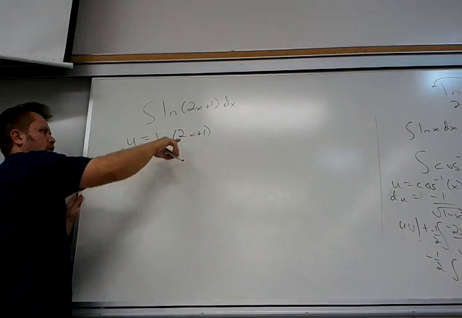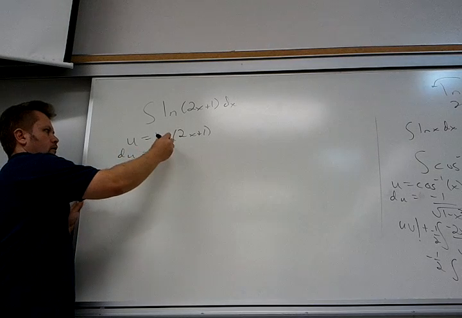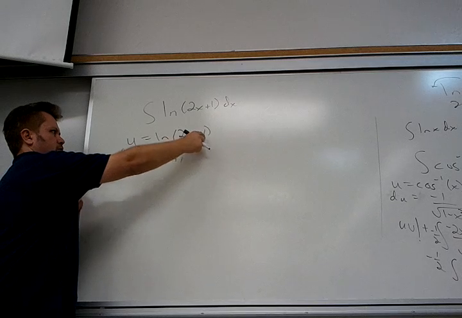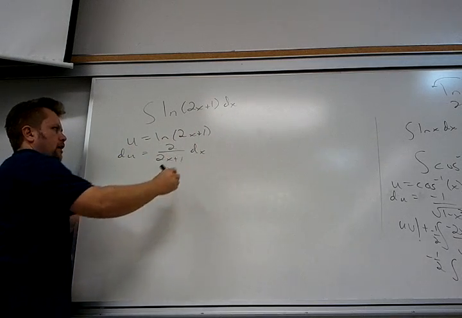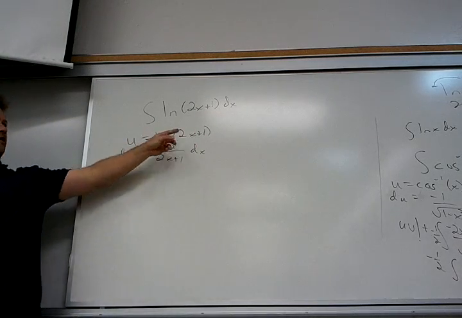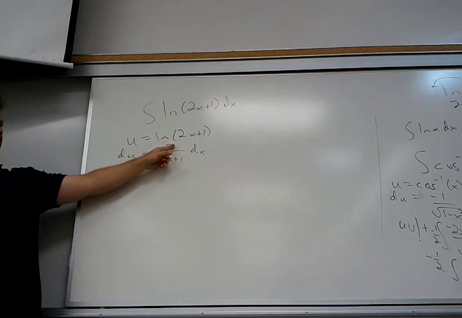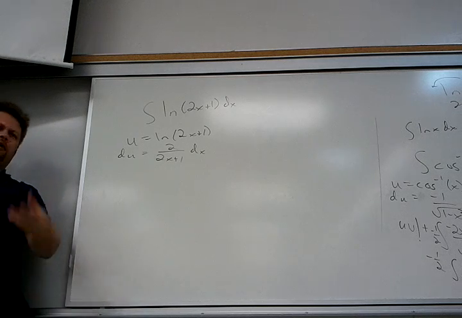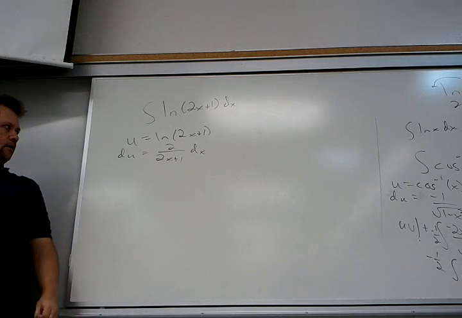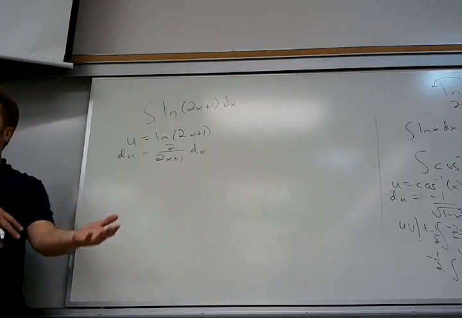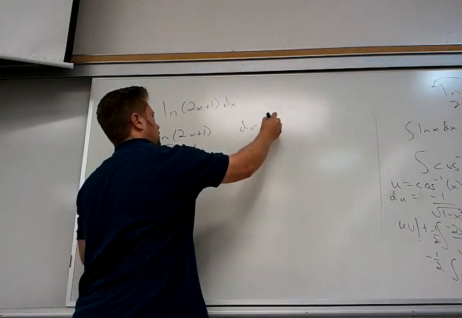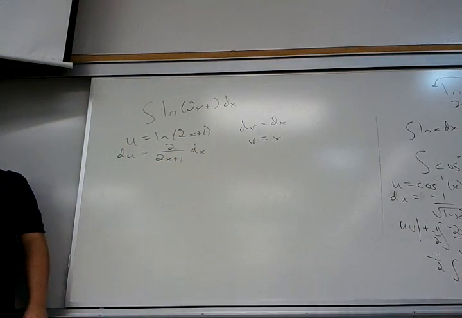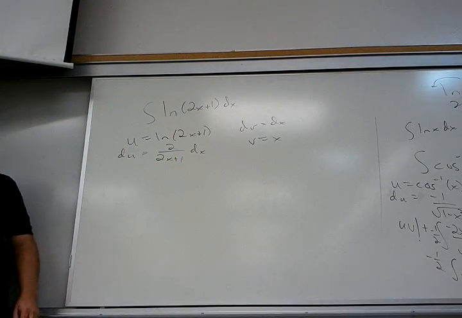So du has to be 2 over 2x plus 1. I love it. 1 over 2x plus 1 times the derivative of the inside, which is 2. Some of you guys might know the derivative of ln is the derivative of the inside over the inside. It's just a shortcut to what the ln is going to do anyway. And then dv is dx, so v is x. And then throw all that stuff together and pray, right?